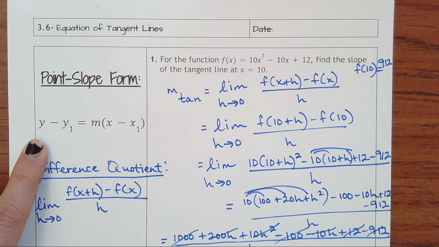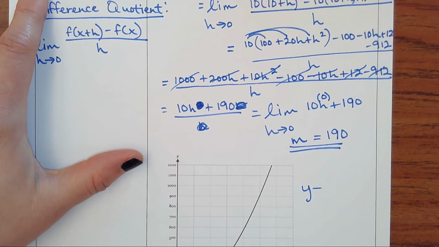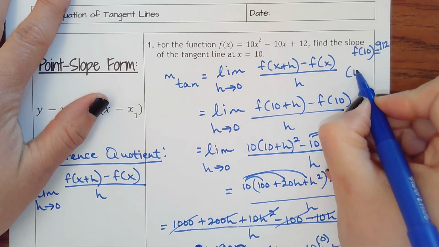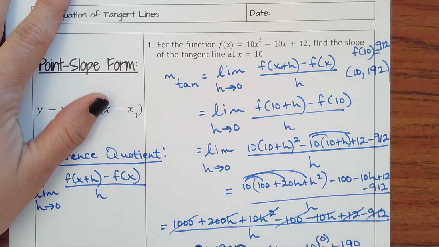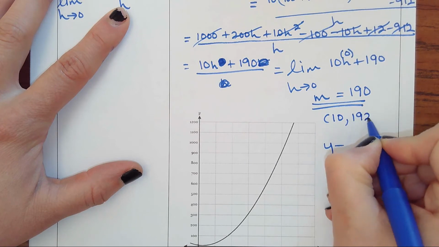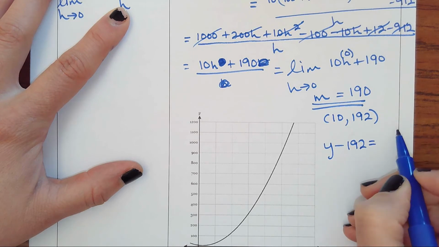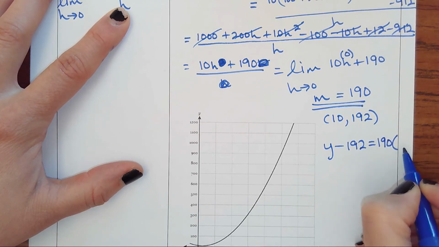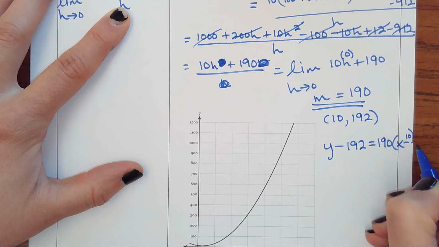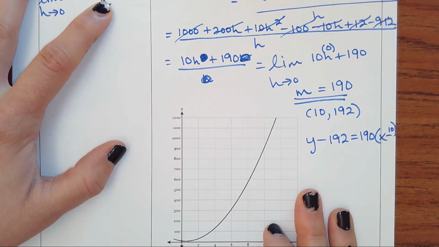And so it goes y minus our y1. Well, our y1 went all the way back with this ordered pair. We had a point at 10, 192. That's the point we were trying to find the slope at. Let me write down here again, 10, 192. And so our y value out of that would be the 192 equals m, the slope was the 190, times x minus the x value of our point, which is 10. And we don't need to get it into y equals mx plus b. They're okay with you leaving it like that.